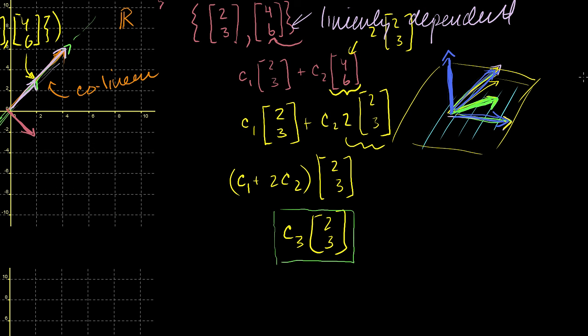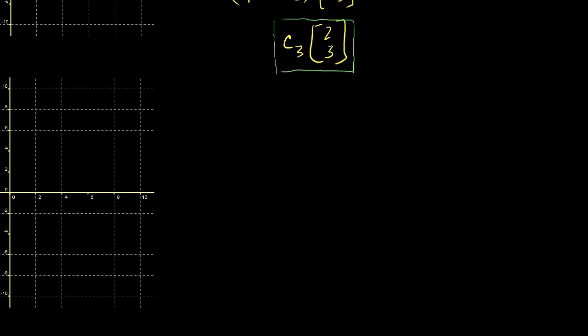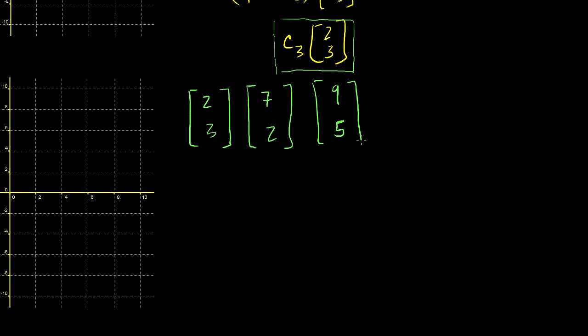Let me draw a couple more examples for you. That one might have been a little too abstract. So, for example, if I had the vector 2, 3, and the vector 7, 2, and the vector 9, 5, and I were to ask you, are these linearly dependent or independent? At first you say, well, it's not trivial. Let's see, this isn't a scalar multiple of that. That doesn't look like a scalar multiple of either of the other two.